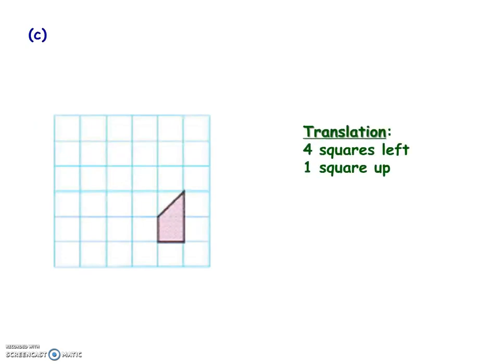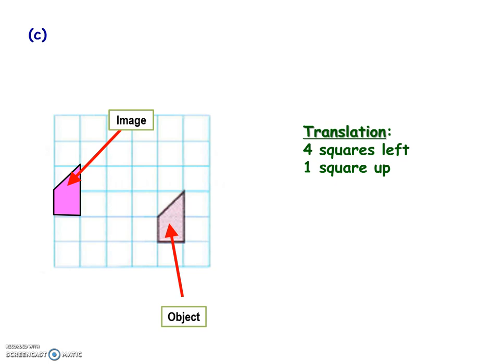Another quick question. Translation 4 squares left and 1 square up. So we just do it. 1, 2, 3, and 4 to the left and 1 up. We have the image, and this is the original object. Okay, this is how we write down the translation by using a vector. Negative 4 is 4 squares to the left and 1 is 1 square up.